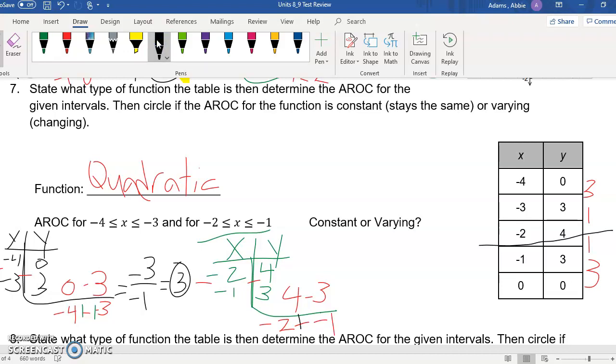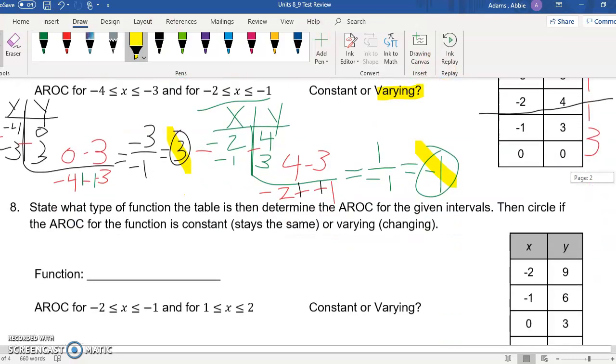Subtracting a negative with our integer rules would mean we're adding a positive. So in our numerator, 4 minus 3 is +1. And in our denominator, we have -2 plus a +1, which is going to give us -1. And this simplifies to -1 as our average rate of change for the second interval. Comparing the two, so I have 3, I have -1. This is a quadratic function, so I know that the average rate of change throughout the whole function is going to be varying.